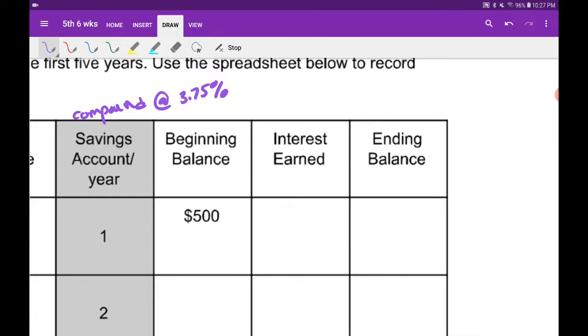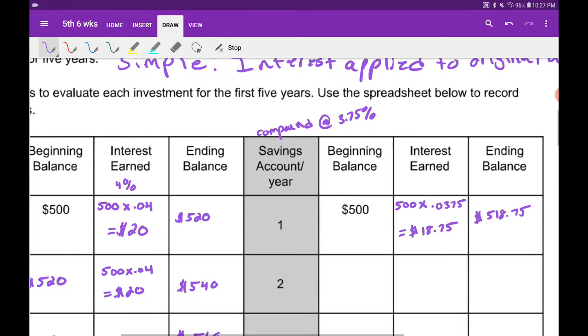So we'll take our initial 500, right? So we have 500 times 0.375%, right? So 0.0375. Okay, move that decimal place to the left twice. All right, and when I do this, a little bit of calculator power, this is going to earn me $18.75. Okay, and then of course we're going to add that $18.75 to our 500. So at the end of the year, I got $518.75. Okay, it's not making as much money as my simple interest as we see in year 1.